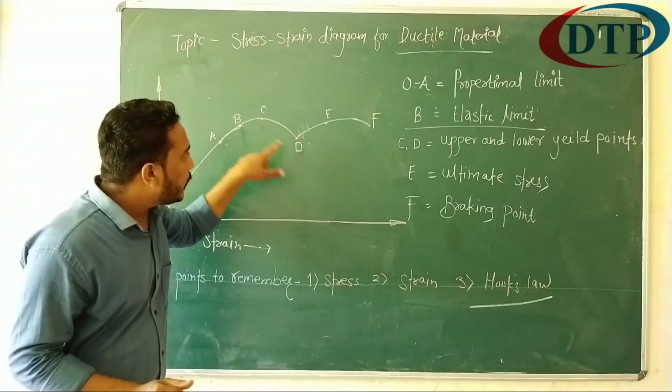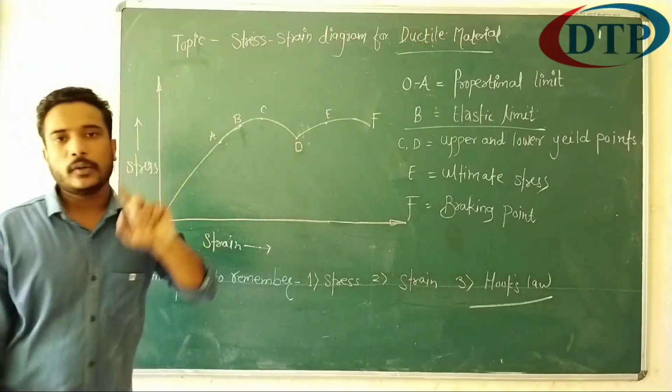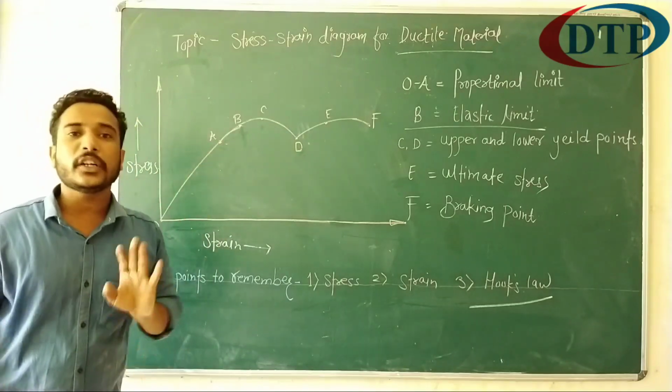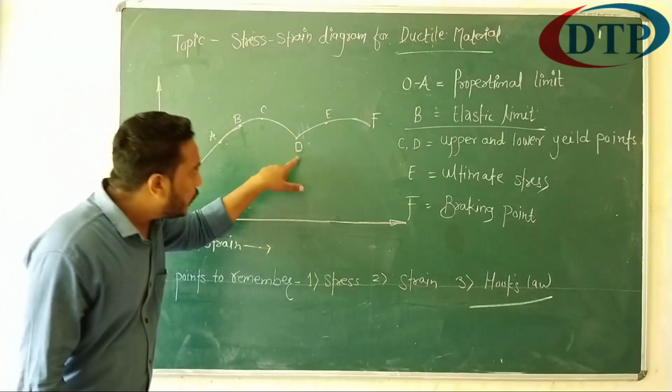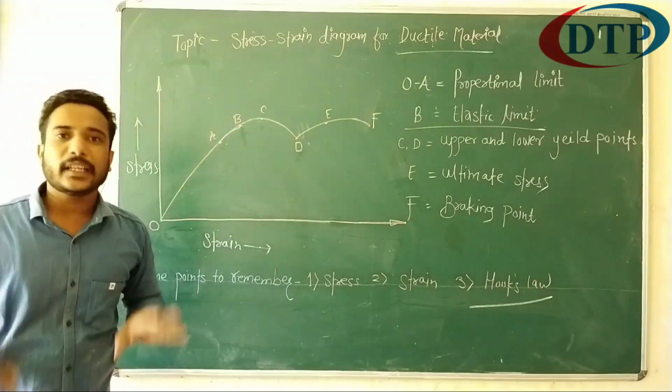These points C and D are the upper yield point and lower yield point. That means these two points have a permanent deformation. Up to this point, the material is totally in the plastic stage.